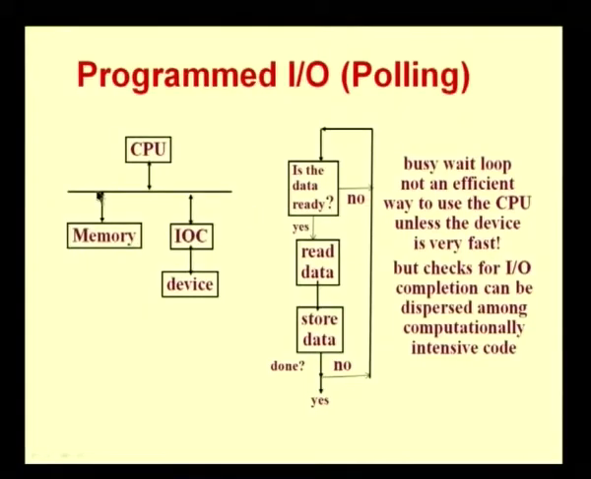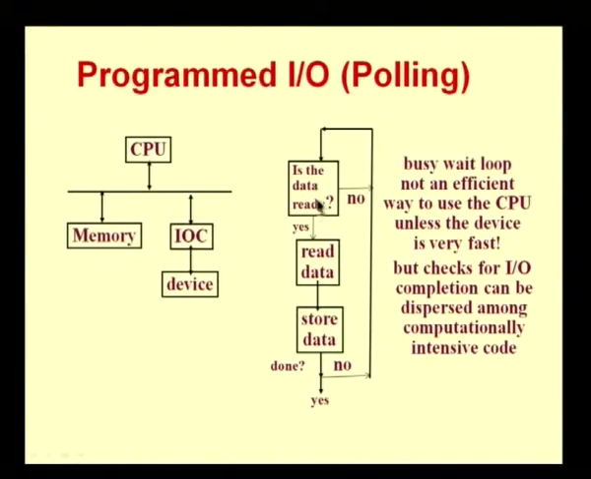So, for instance, this is how polling will take place. You have the CPU, memory, the IO controller where the control signal or the status register will be present, and then you have the device. The processor is always in a busy wait loop, checking: is the data ready? If yes, then it can go and read the data. If no, it will come back and check again. If the data is not ready, it is in a busy wait loop. So, you can see that it is not efficient to use the CPU unless the device is really fast.